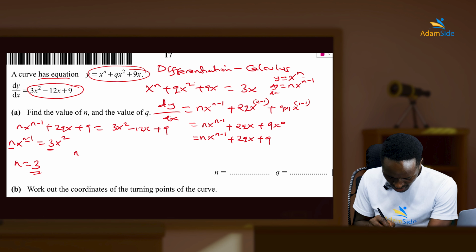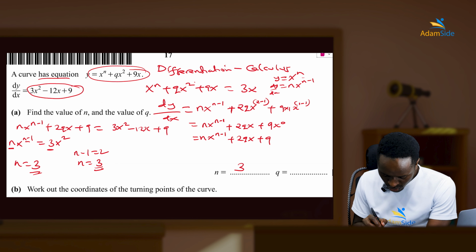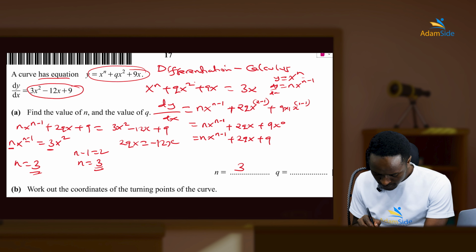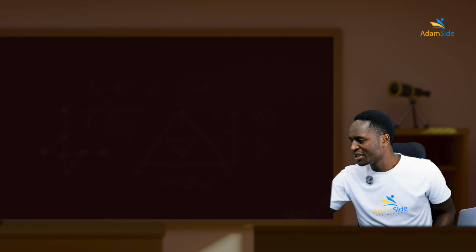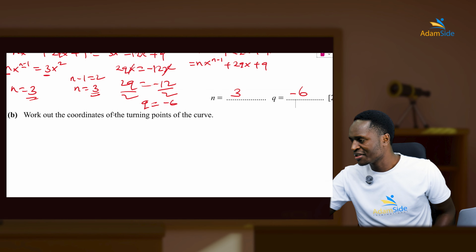So n minus 1 is equal to 2. Therefore, n is still equal to 3, the same. So n is equal to 3. Then 2qx is equal to negative 12x. So x and x cancel, and you have 2q is equal to negative 12. Divide by 2, divide by 2. Q is negative 6.